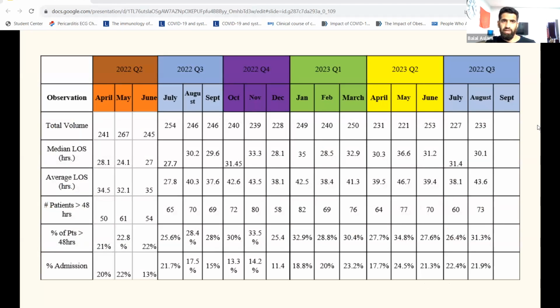This is some of our data from 2022 up until this summer in 2023. We see that our admission rate has, for the most part, in most months, hovered around 20%, which is ideally where you want to be. We see that we are around 30% with patients who are staying greater than 48 hours, but our average length of stay is pretty good at around 43 hours.